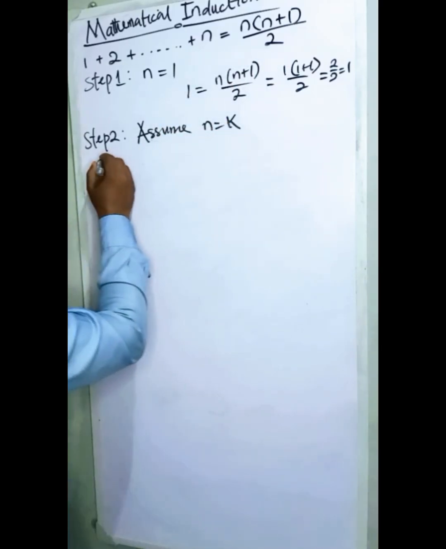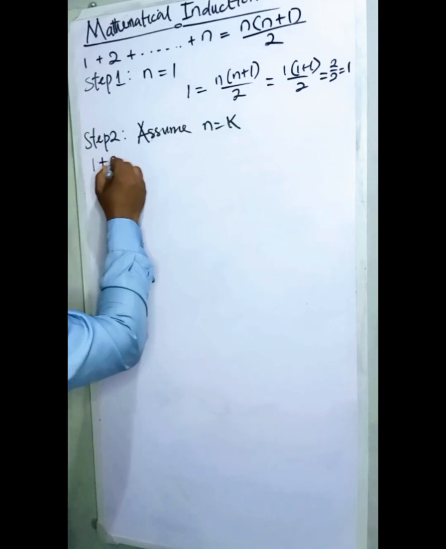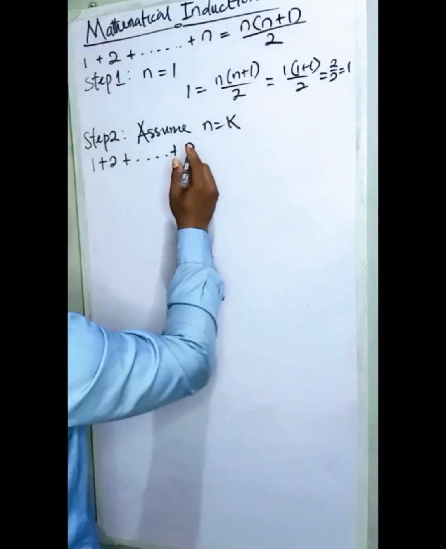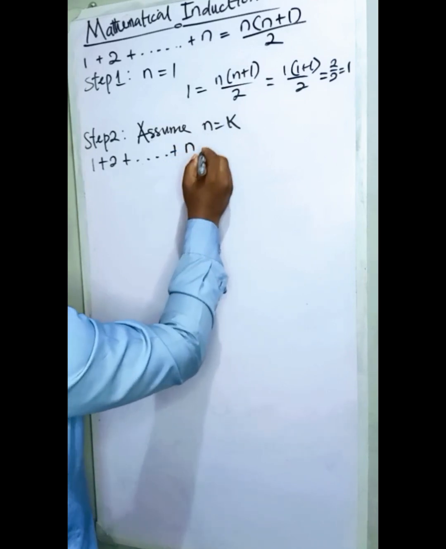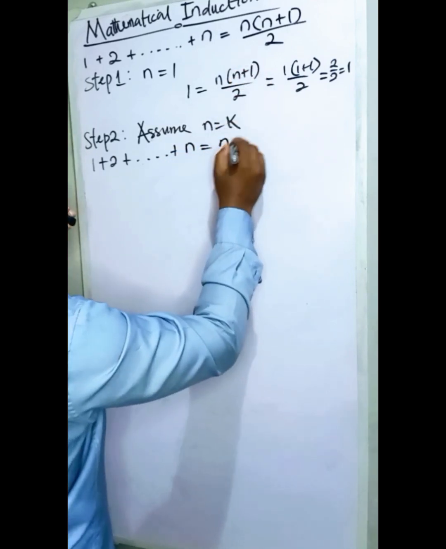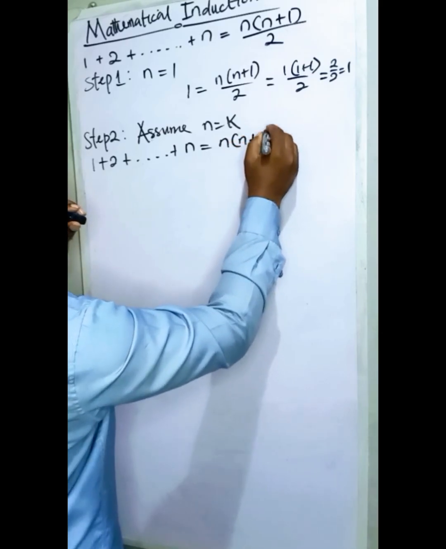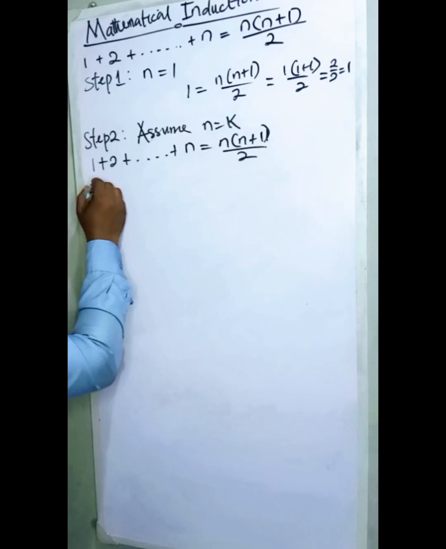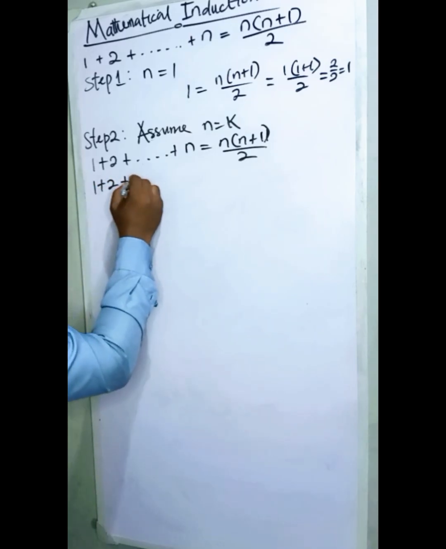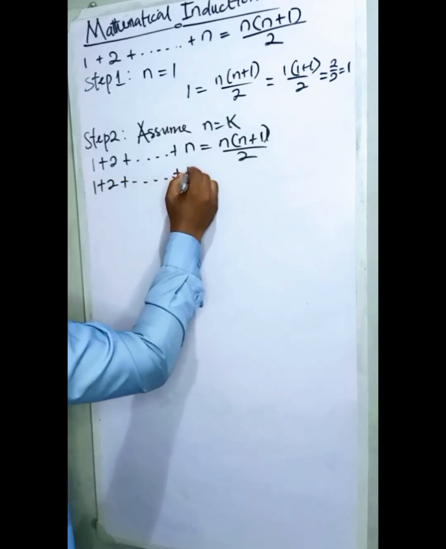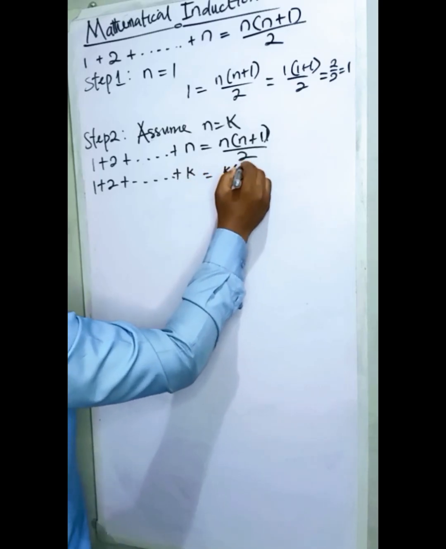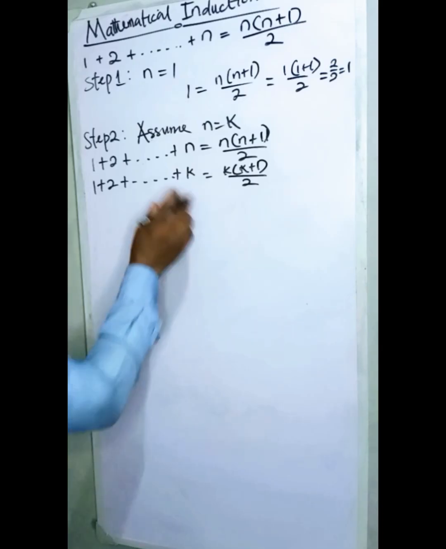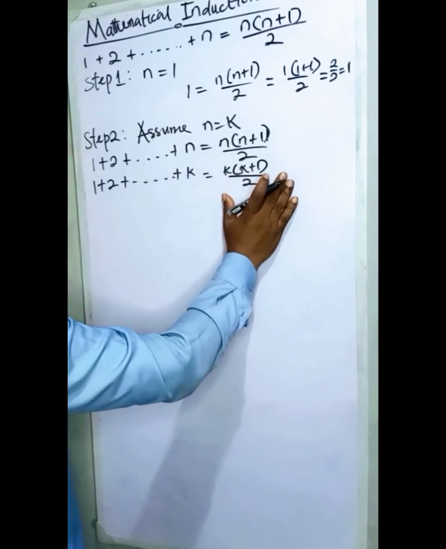We're assuming now, in that case, we're going to have everything on that series, dash dash dash, plus n, meaning we are writing everything here. Then we have n plus 1 all over 2. So in place of my n, I'm going to replace it with k. 1 plus 2 plus dash dash dash plus k equals k bracket k plus 1 all over 2. So this is my step 2. My step 2 is going to stop here.